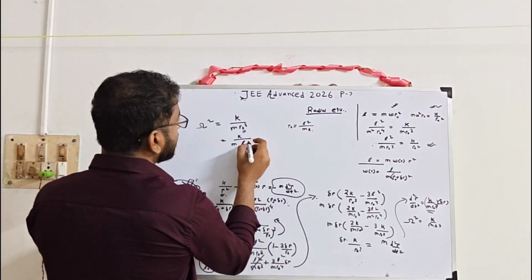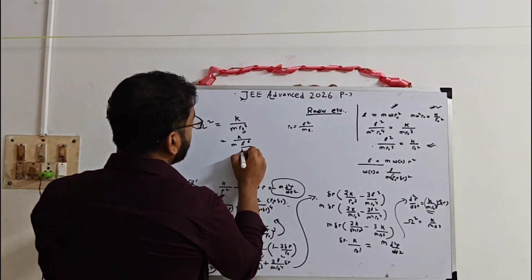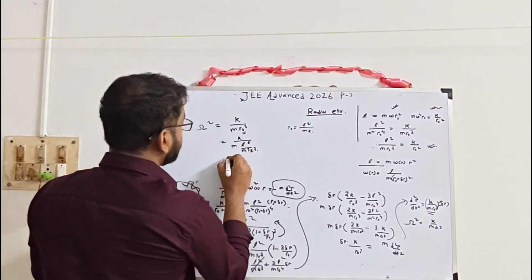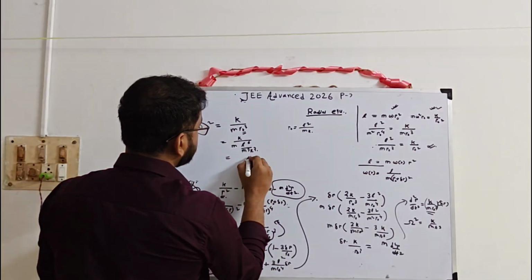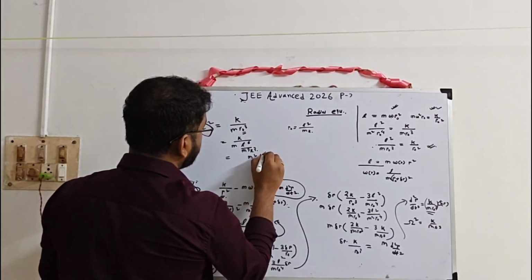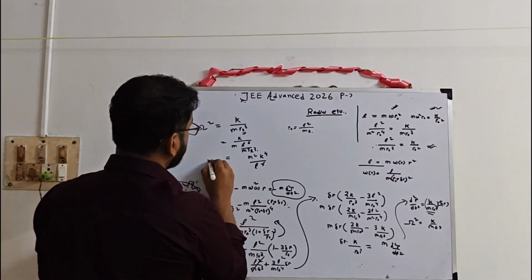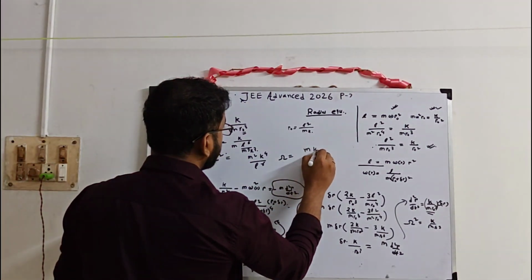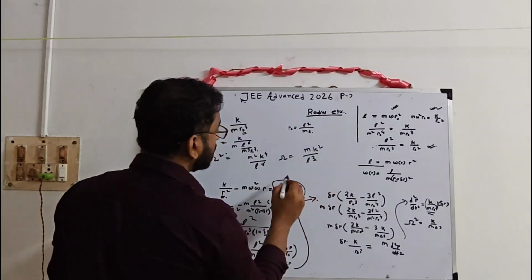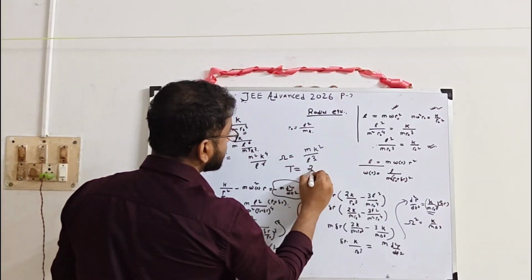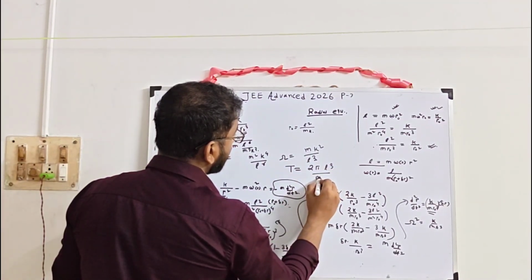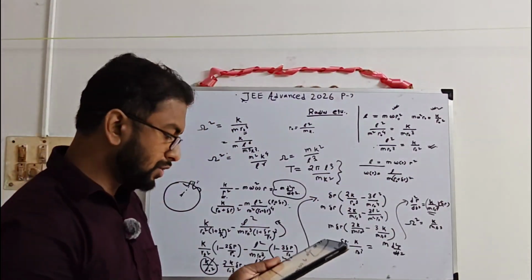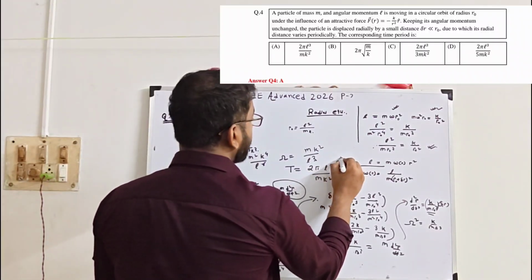L square by mk is, this is becoming m square k to the power 4 by L to the power 6, that is becoming our omega square, the angular frequency square. So angular frequency I can write, that is m k square by L cube. So time period is going to be 2 pi by omega is 2 pi L cube by m k square. That is going to be our answer, and our answer is matching with option number A. So option number A is the correct option.